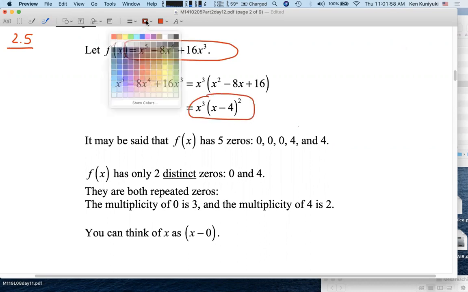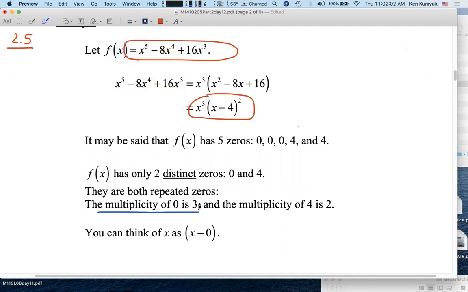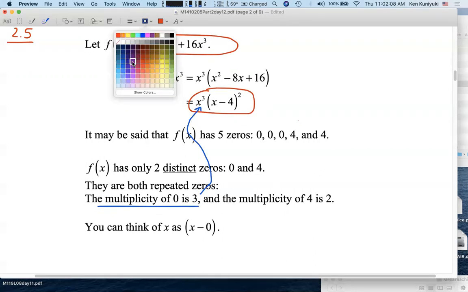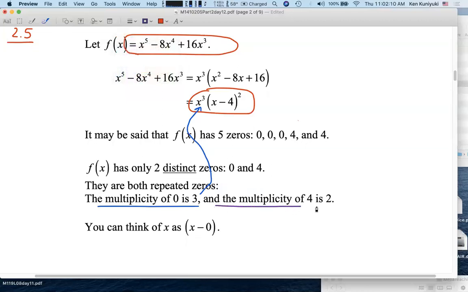And we found that 0 was a 0 of multiplicity 3. Look at the x cubed over here. And we also found that 4 was a 0 of multiplicity 2. Look at this, the square of x minus 4 over here.